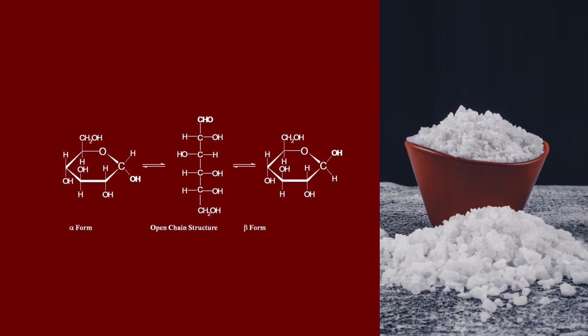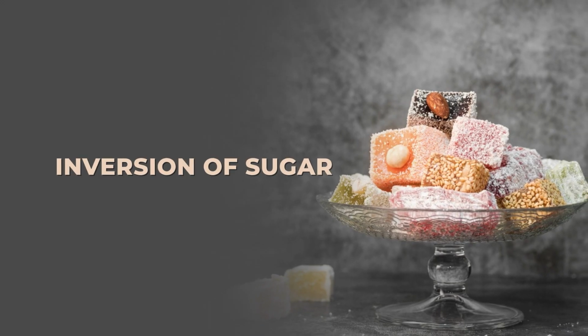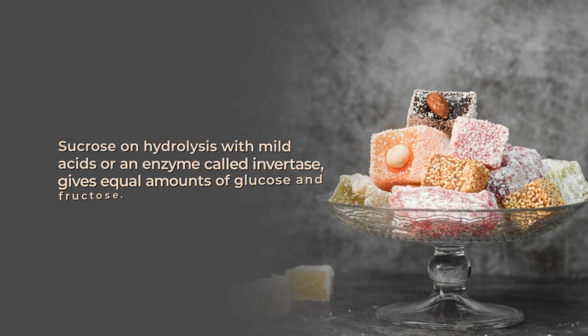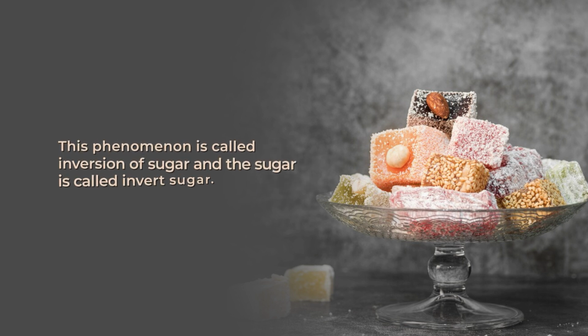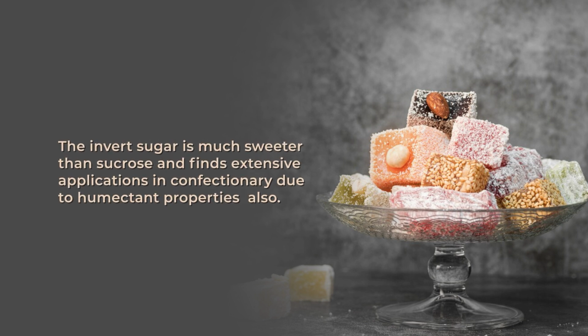Then the other property is the inversion of the sugar. The sucrose on hydrolysis with mild acid or the enzyme invertase gives equal amounts of glucose and fructose. So, this phenomenon is called inversion of sugar, and the sugar is called invert sugar. Now, this invert sugar is much sweeter than the sucrose, and it also has humectant properties, and that is why it is extensively used in the confectionery areas.